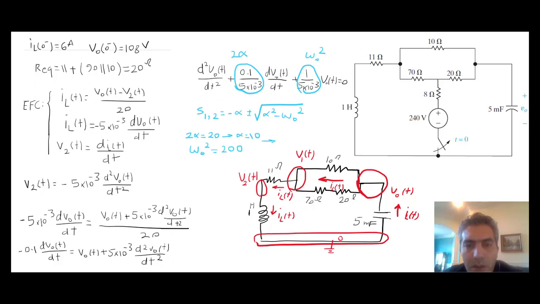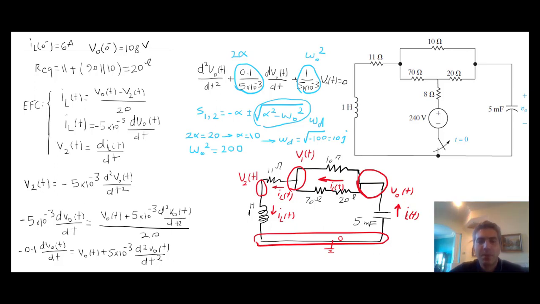Okay, that's set. Alpha to the power of 2 minus omega 0 to the power of 2, which by the way is sometimes called omega d, is basically the square root of minus 100. So the solutions to this characteristic equation would be complex and conjugate. So this would be 10j, right? So S1 and S2 are minus 10 plus minus 10j.